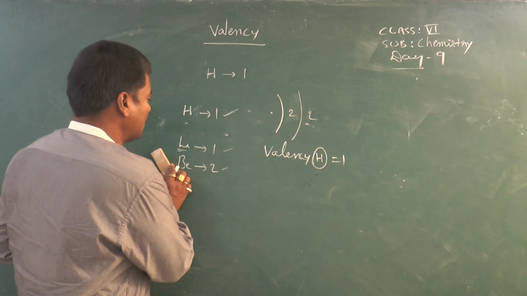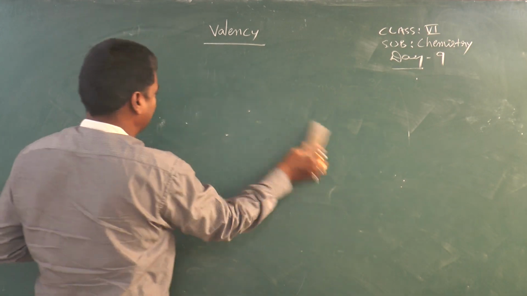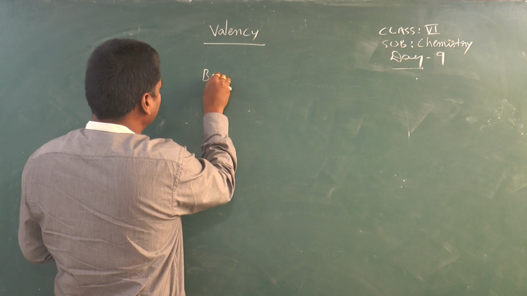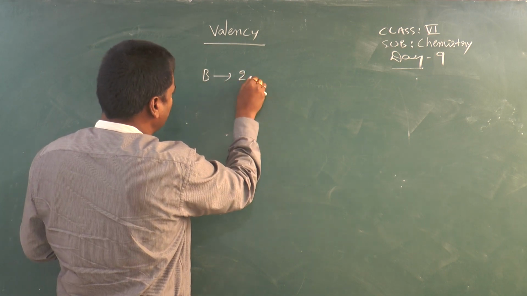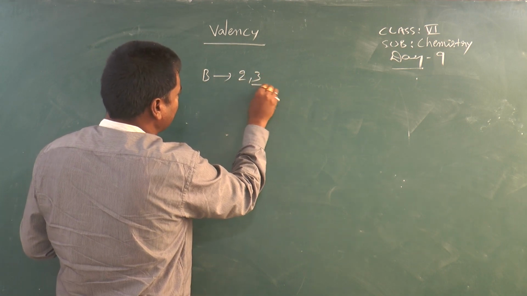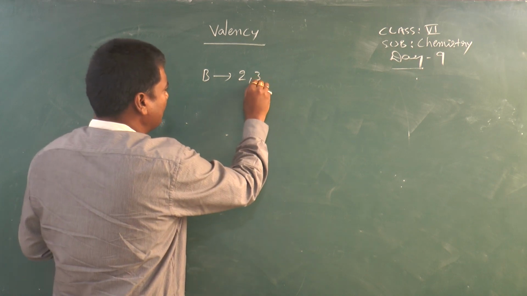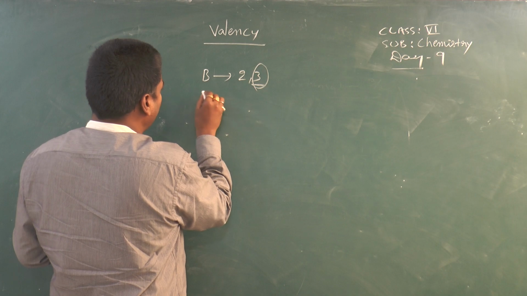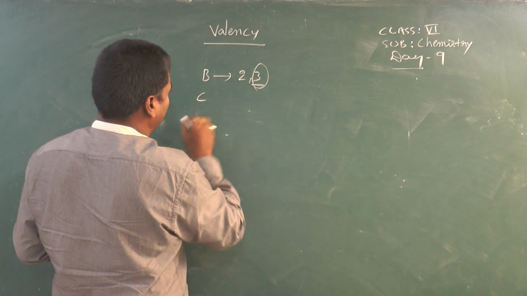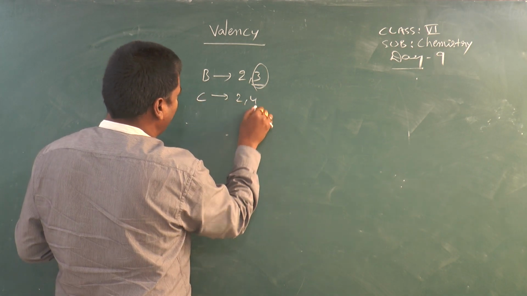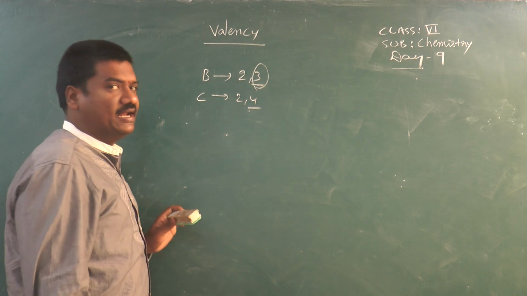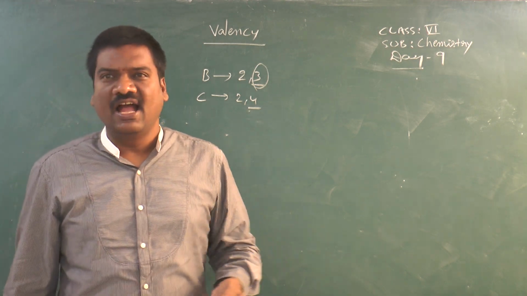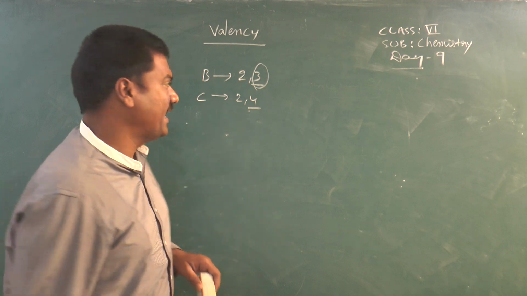The valency shell has 2 electrons, so the valency of beryllium is 2. If you take boron, the electronic configuration is 2, 3, and the valency shell has 3 electrons, so the valency of that element is 3. Then after boron, carbon is 2, 4. In the valency shell 4 electrons are there, so the valency of that element is 4.